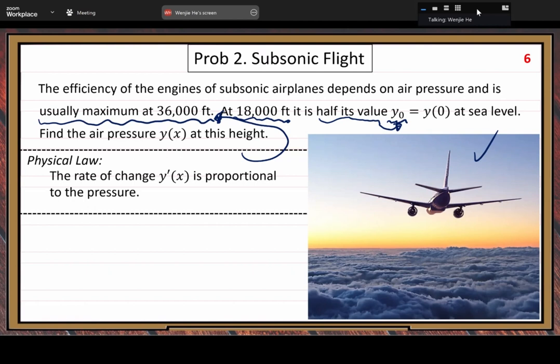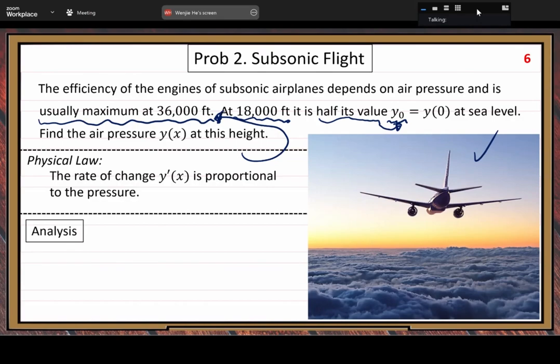But the variable is slightly different. In our decay law, our variable is time t. Here, the variable is height. X is the height number. So y prime of height variable. All right. Analysis.